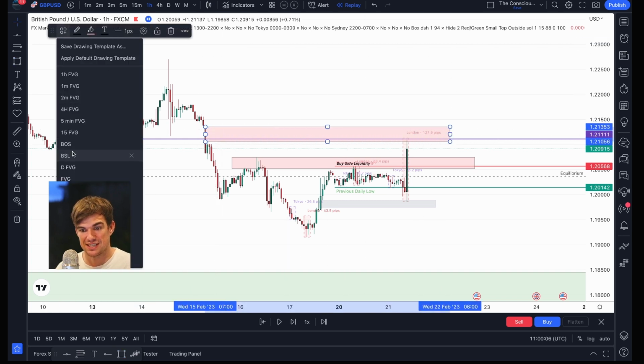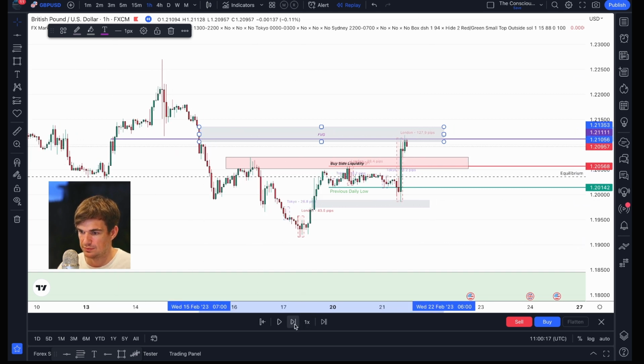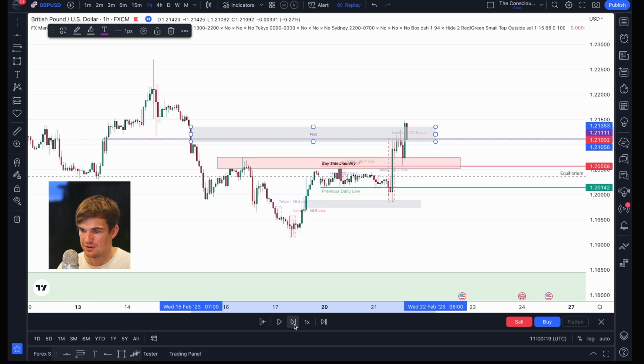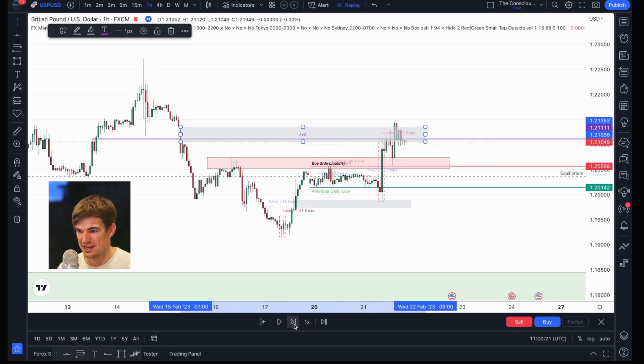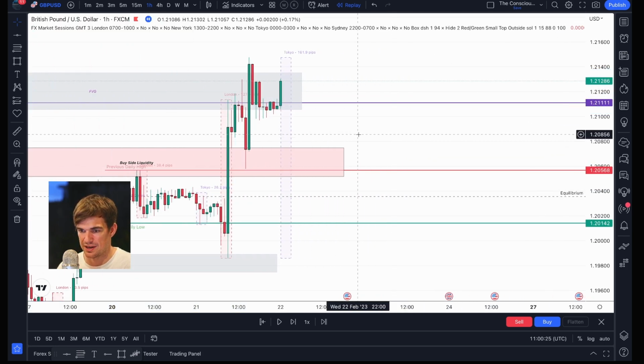Now what's happened? It's taken out liquidity, and it's also repriced at a better price before it comes down. And let's see it. It gets into the fair value, comes back into it, fills it, and delivers this drop here.